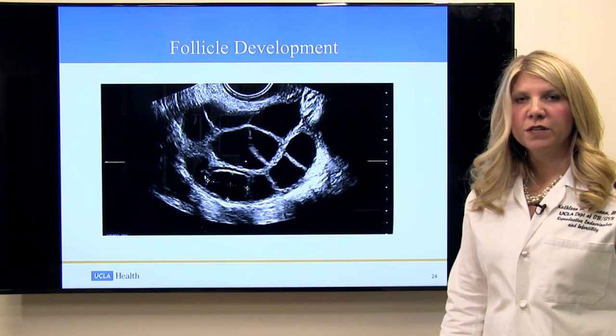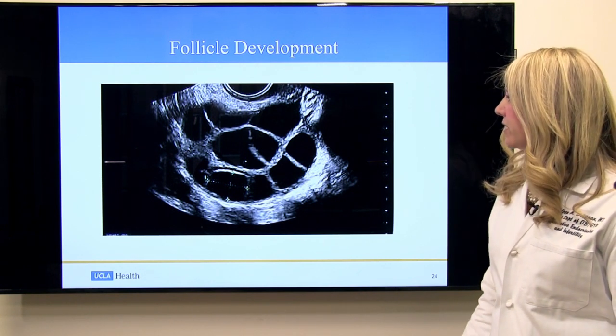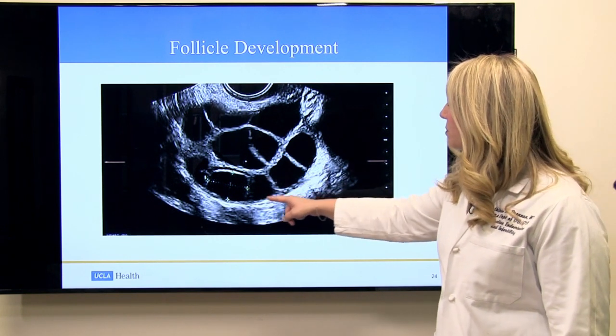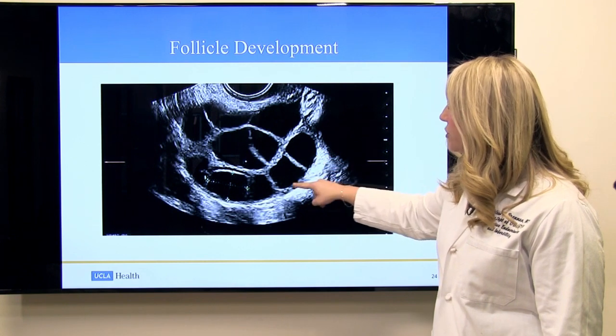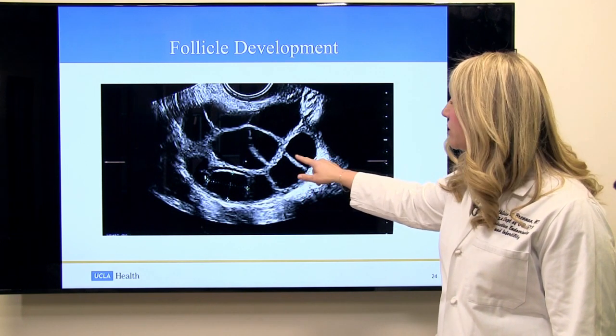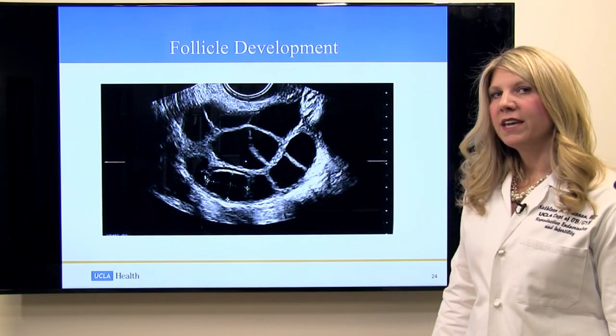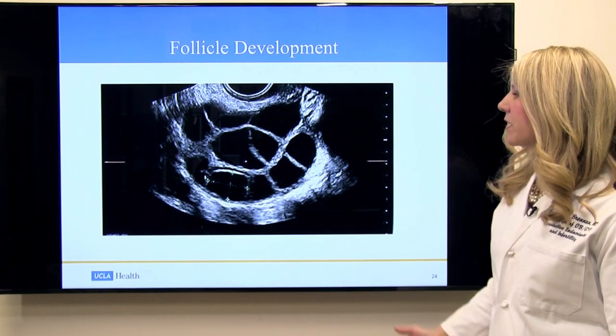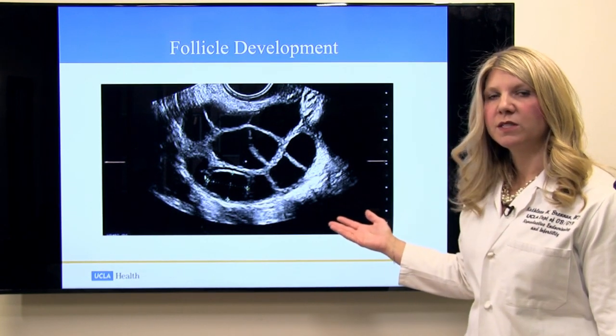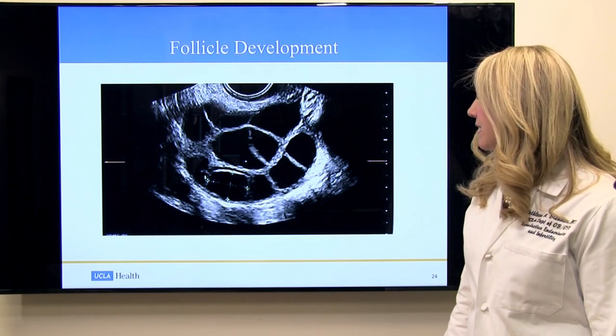This is what an ovary looks like during the stimulation. As you can see here, there are multiple cyst-like structures. Each of these cysts is a follicle, which houses a microscopic egg. We can't see the egg because it's microscopic, but we use the size of the follicles as a proxy for the maturity of the egg inside of it.